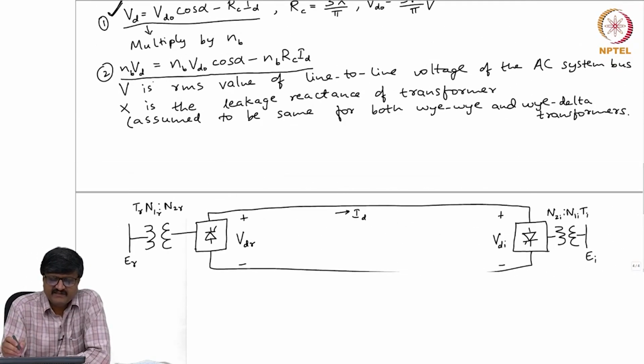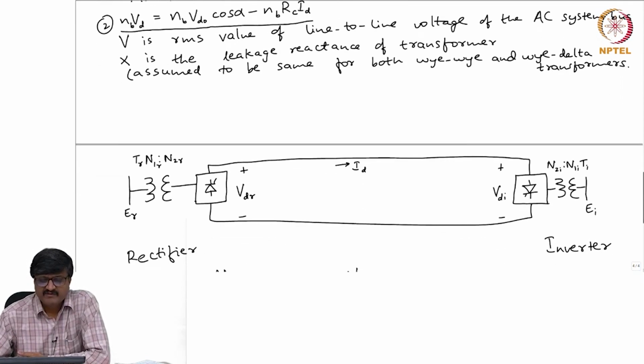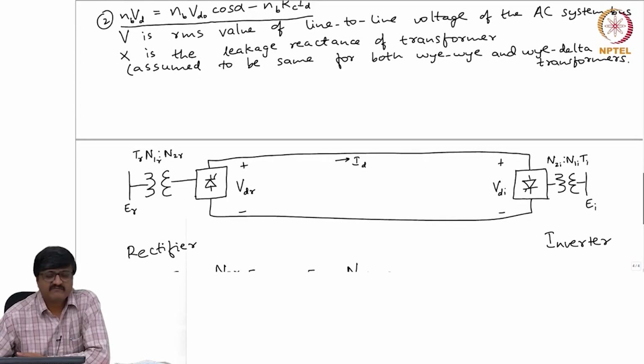NBVD is NB VDO cos alpha minus NB RCID. Now, what is NBVD? It is the total DC side voltage, so it is nothing but VDR. So, in place of VDO, what do I have?